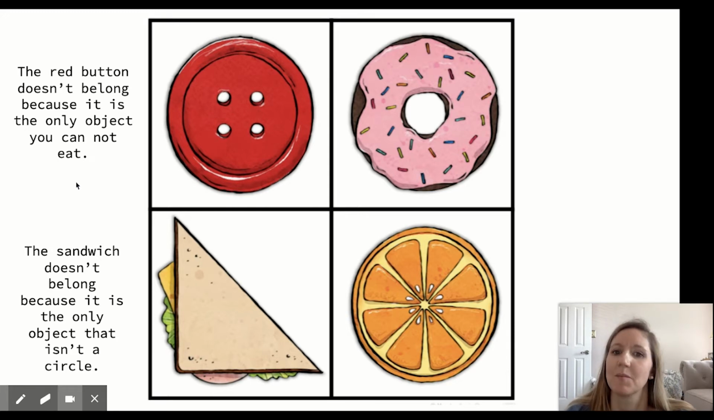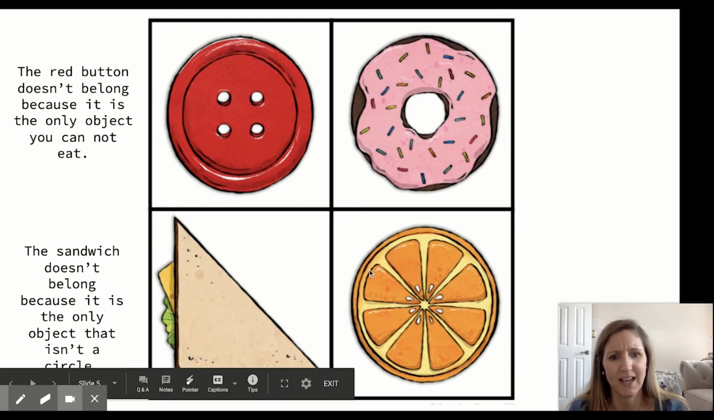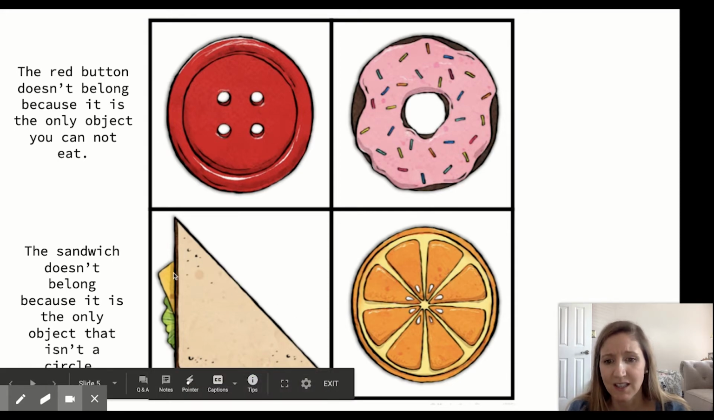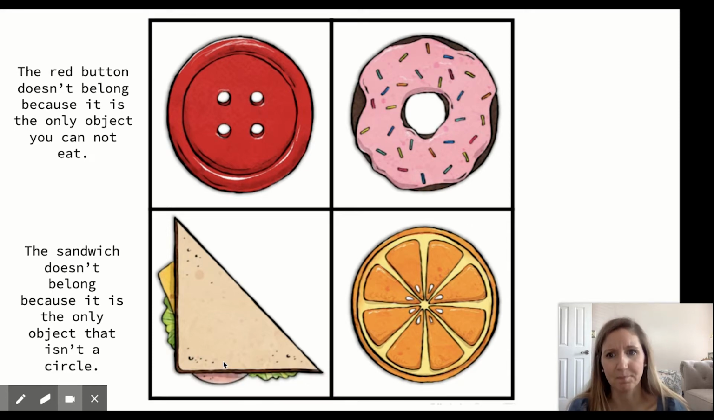I think the donut doesn't belong. It is the only picture that does not have a rim around the outside. What I mean is, this red button has this plastic rim, and an orange slice has an orange peel, which is like an outside rim. And a sandwich has a rim too with the crust. So I think the donut doesn't belong because it doesn't have a rim.